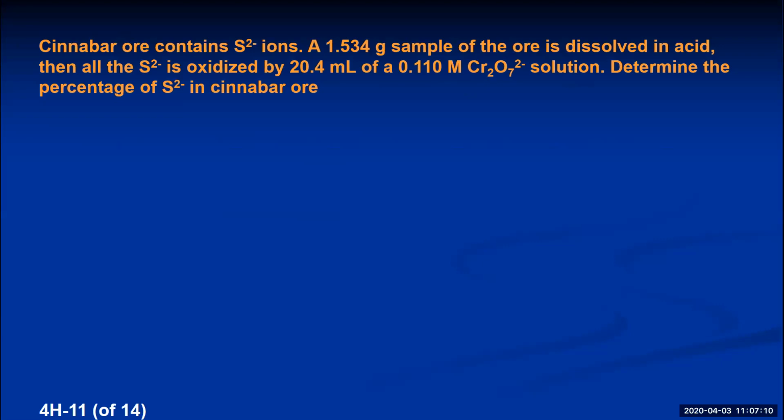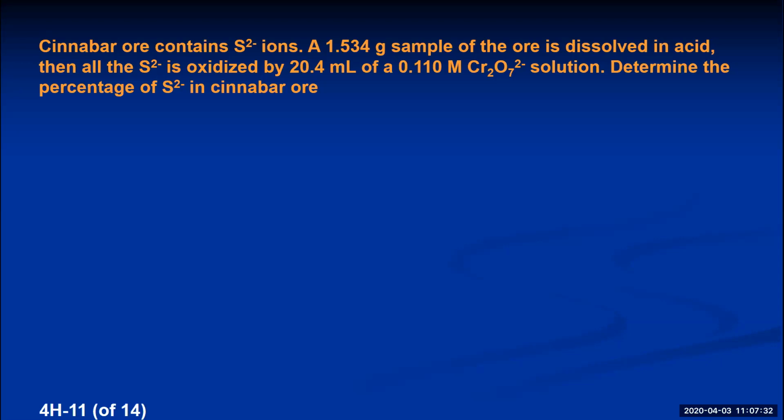Cinnabar ore contains sulfide ions. A 1.534 gram sample of this ore is dissolved in acid. Then all of the sulfide is oxidized by 20.4 milliliters of a 0.110 molar dichromate ion solution. Determine the percentage of sulfide in the cinnabar ore.